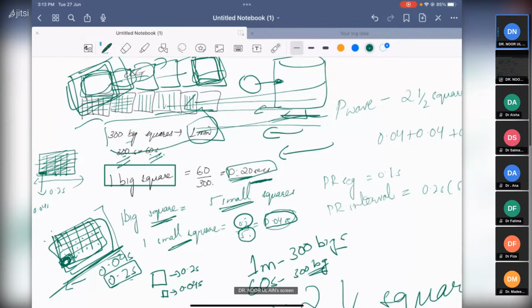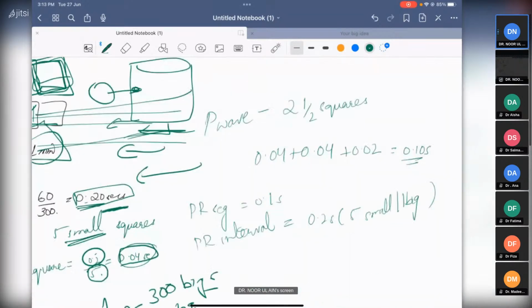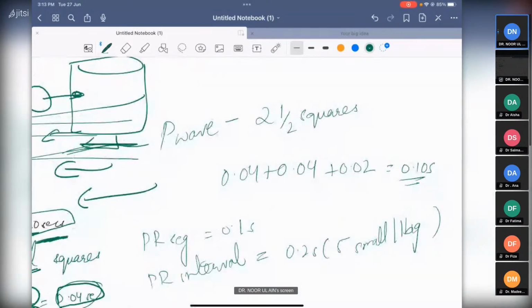Because for every P and QRS there is a certain normal limit. Like P is atrial depolarization. It is supposed to happen over 2.5 squares. This is what I've written. P is supposed to happen over 2.5 small squares.